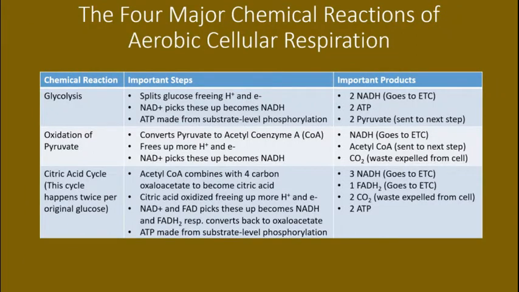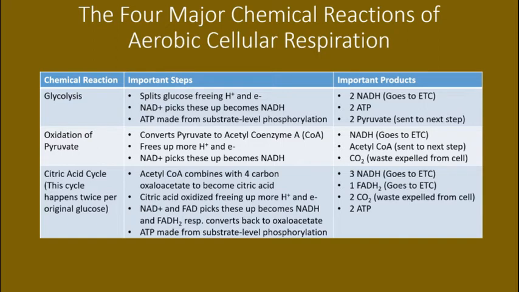So before we get started with the process of cellular respiration, I want to introduce the 4 major chemical reactions that occur. If this table seems overwhelming, that's totally fine. Come back and review it after we go through each step. Right now, I'm going to summarize each.